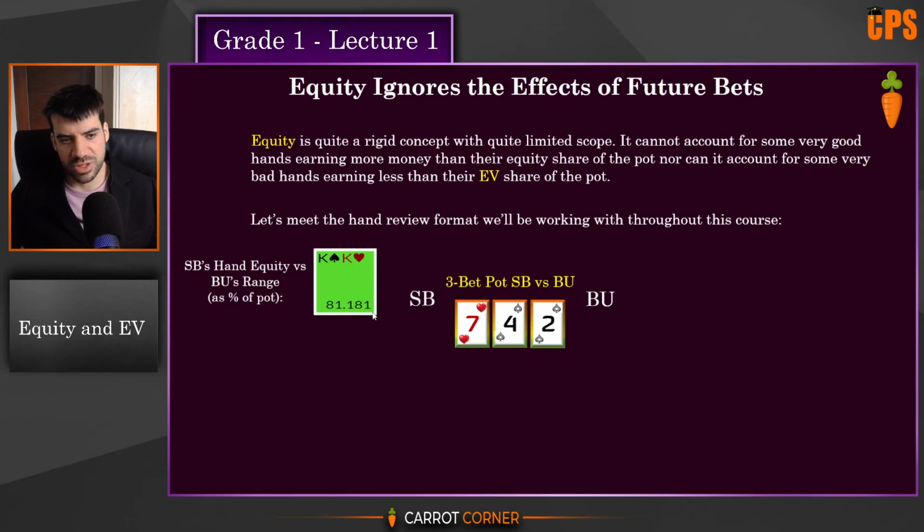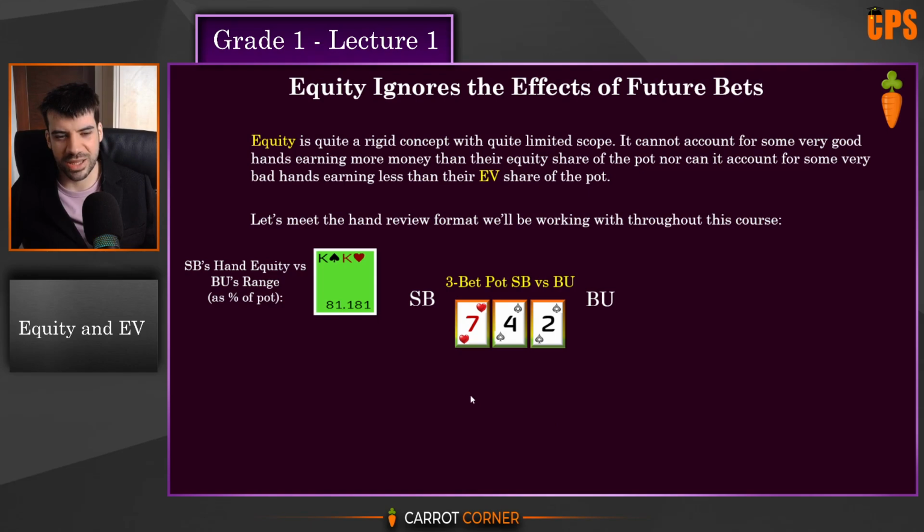I'll very often be presenting little cutouts, copy and paste jobs from PioSolver, where I run the majority of my sims. This shows us that when small blind has kings here in this spot, 3-bet pot, small blind versus button, on this flop, then small blind's equity with this hand is 81.18%. This is a very high equity. It's something that we'll come to describe as a tier 2 hand, tier 2/1 hand in grade 2. But for now, just try and think about this hand as a very powerful holding.